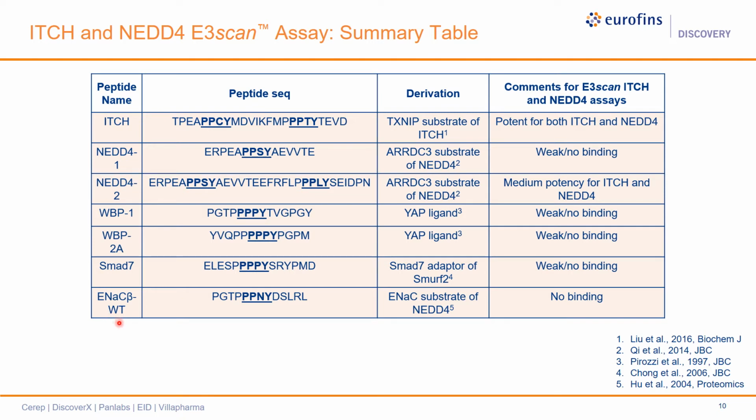The ENaC beta wild-type peptide is derived from the epithelial sodium channel, a substrate of NEDD4. This peptide, although shown to bind the rat NEDD4 in the literature and several other NEDD4 family members, we did not see binding in our human assays for these peptides.